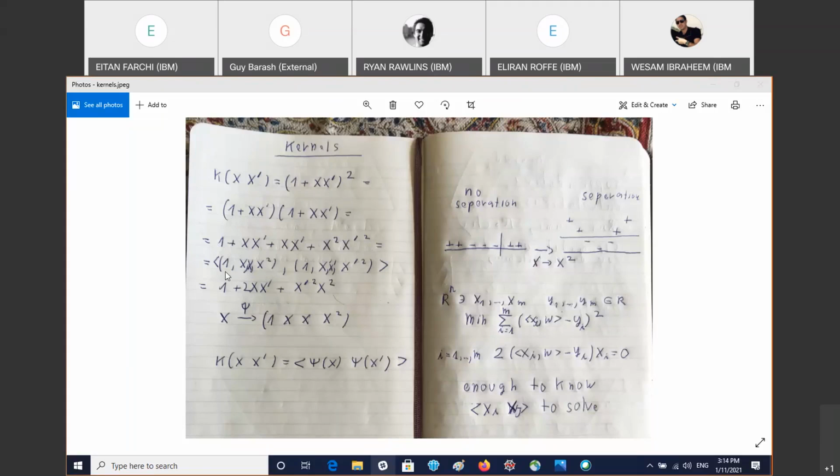And you see that this can be thought of as a scalar multiplication of the following embedding. So you have two vectors. One is (1, x) squared, and the other is (1, x prime) squared. And the scalar multiplication of both of them gives you exactly this. So you see that this embedding, taking x to (1, x) squared, gives me exactly this formula. So the scalar multiplication of the embedding is the kernel function.